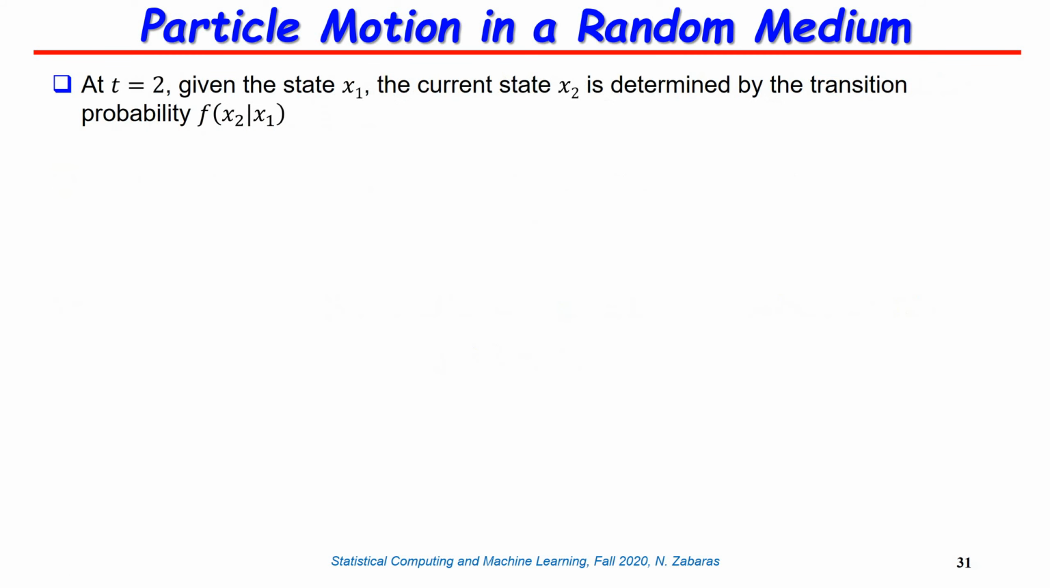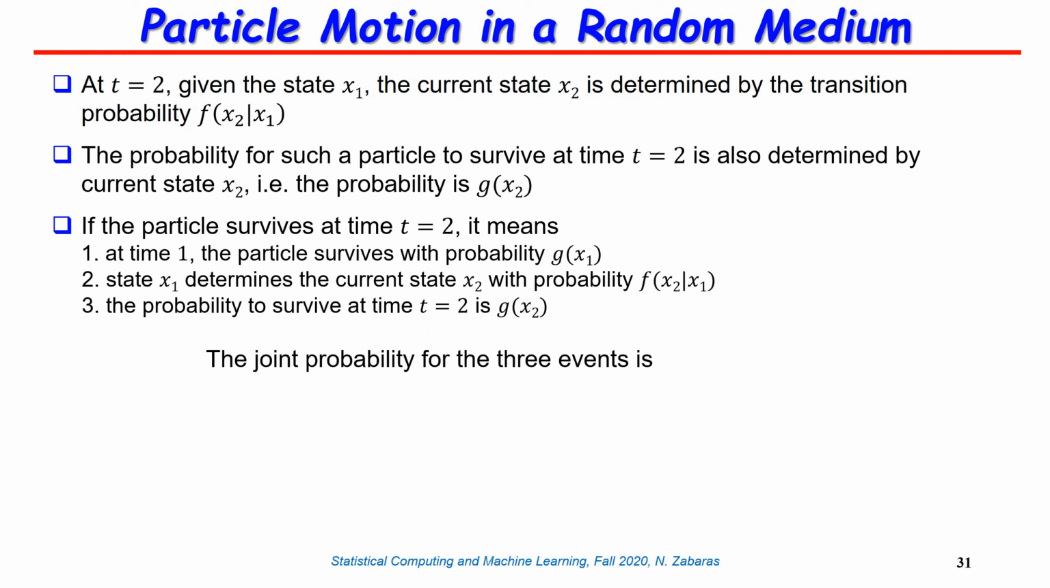How about at time 2? I can do exactly the same thing. For a particle to survive at time 2, first it has to be generated at time 1, it has to survive at time 1, then it has to transition to state 2, and then it has to survive at state 2. So the integral of what you see on the bottom in the states x1 and x2 is going to give you the probability of this particle surviving up to time 2.